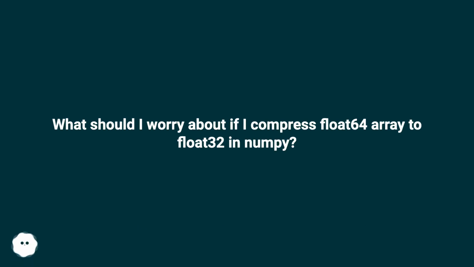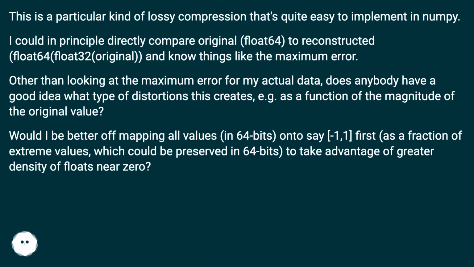What should I worry about if I compress a float64 array to float32 in NumPy? This is a particular kind of lossy compression that's quite easy to implement in NumPy. I could in principle directly compare the original float64 to the reconstructed float64 (float32, original) and know things like the maximum error. Other than looking at the maximum error for my actual data, does anybody have a good idea what type of distortions this creates, e.g. as a function of the magnitude of the original value?